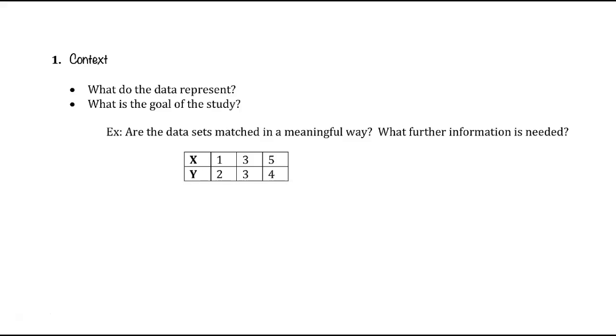For example, look at this table of values. Are these data sets matched in a meaningful way? Not really. What does X represent? What does Y represent? What relationship are they trying to show here? I don't see enough information to be able to talk about the context.